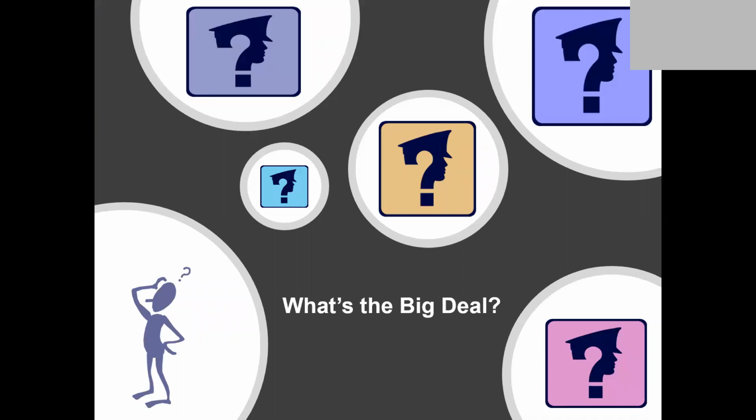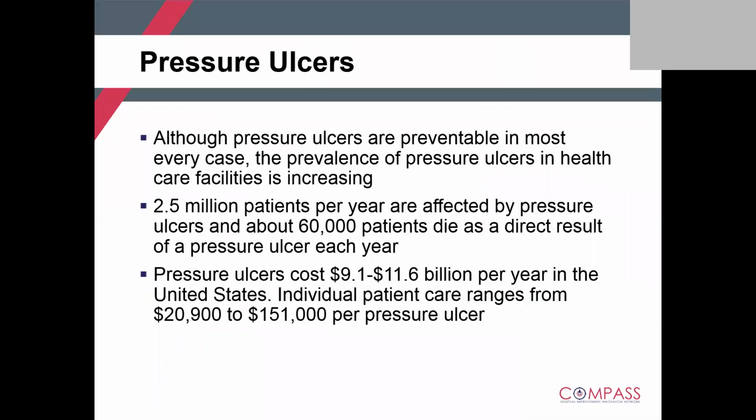So what's the big deal? Why are we so concerned about pressure ulcers? Although pressure ulcers are preventable in most every case, the prevalence of pressure ulcers in healthcare facilities continues to rise. 2.5 million patients per year are affected by pressure ulcers, and about 60,000 patients die as a direct result of those pressure ulcers each year.